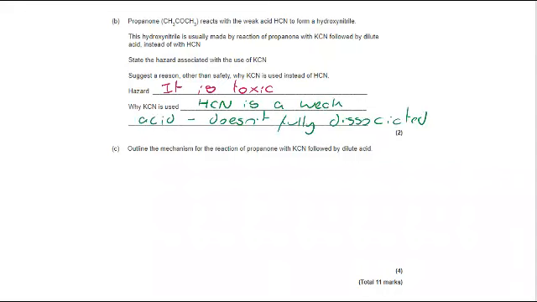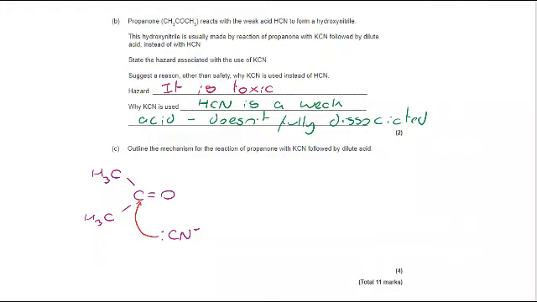Why is KCN used? It's also because HCN is a weak acid and therefore it doesn't fully dissociate. Therefore, it's not going to react as effectively. And then finally, outline the mechanism for the reaction of propanone with KCN followed by dilute acid. Well, let's start by drawing out the propanone, and then we are thinking about our nucleophile. Now, please be careful with these. You're told we're reacting with KCN, that's the reagent, but the nucleophile is the CN minus ion. It must have the charge, it must have the lone pair. And if you include the K, you are going to lose the marks for this.